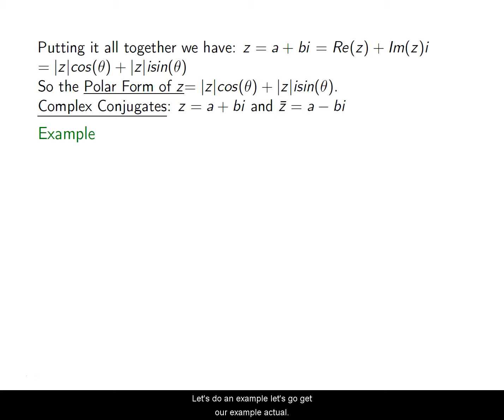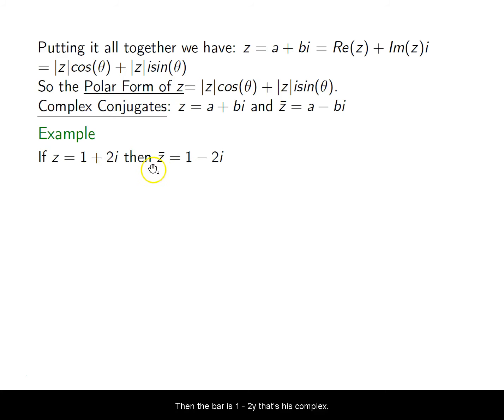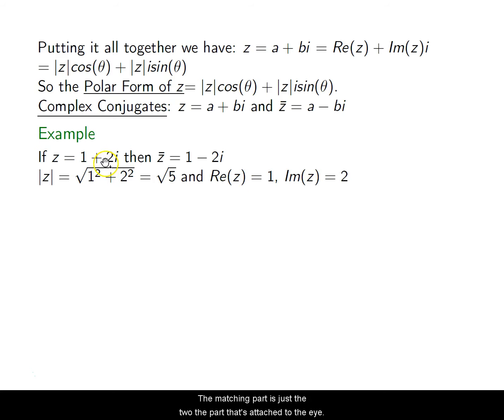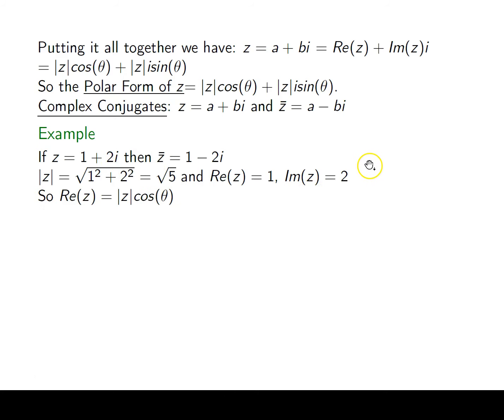So let's do an example. Let's look at our example, actually. If this is my complex number, the one we just graphed, then z bar is 1 minus 2i, that's its complex conjugate, and its modulus is the square root of 1 squared plus 2 squared. I don't deal with the i in the modulus, just the a and the b values. So that gives me square root of 5. And the real part here is 1. The imaginary part is just the 2, the part that's attached to the i.